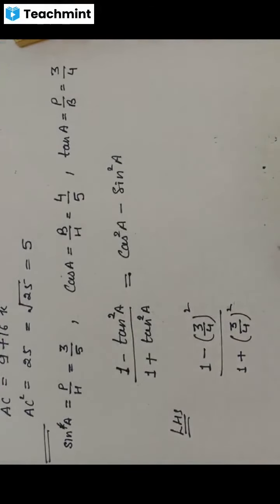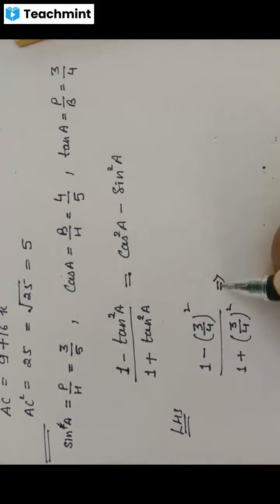1 minus tan A, which we have taken as 3 upon 4, whole squared, divided by 1 plus tan A, 3 upon 4 again, whole squared. Okay, let me give a second so that the screen is clear. Now the screen is clear. Okay, now you got it.